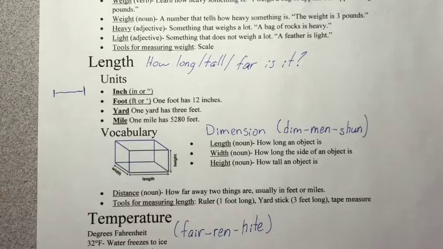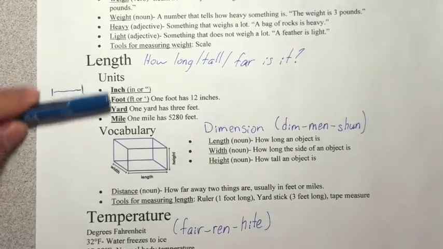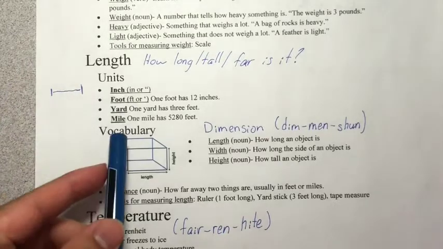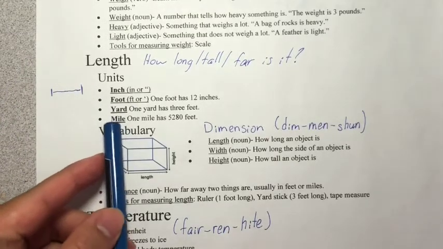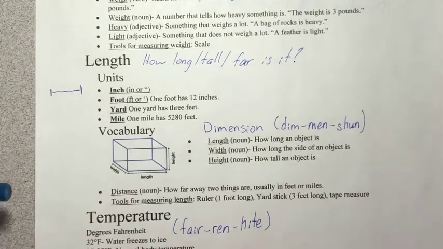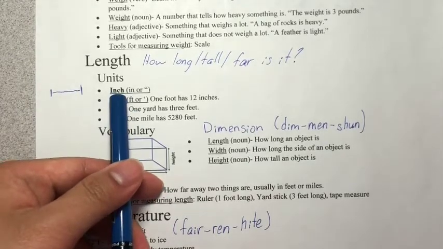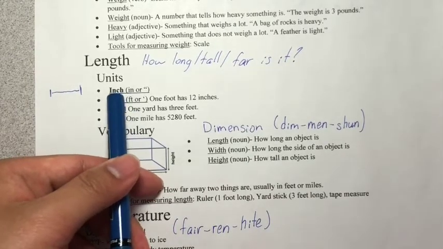So what's the biggest unit? What's the biggest unit of length? What's the longest unit? The mile is the biggest unit. The mile is the longest unit. What's the smallest unit? What's the shortest unit? The inch. The inch is the smallest unit. The inch is the shortest unit.